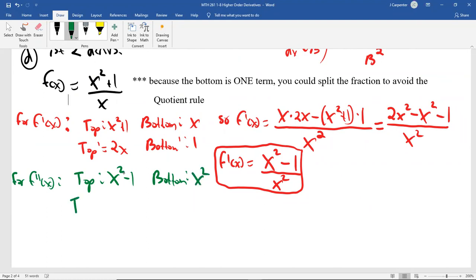Take these derivatives. So the derivative of the top, the derivative of x squared is 2x. The derivative of negative 1 is 0. Then the derivative of the bottom would also be 2x. It's kind of an interesting coincidence that they're both 2x. That happens sometimes.